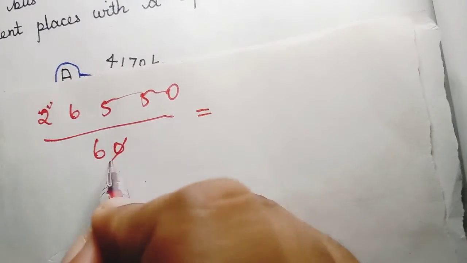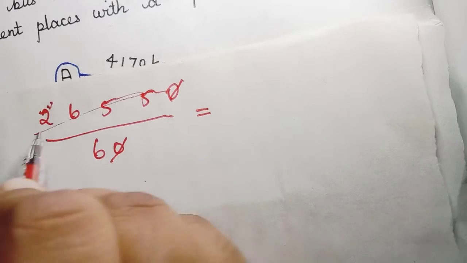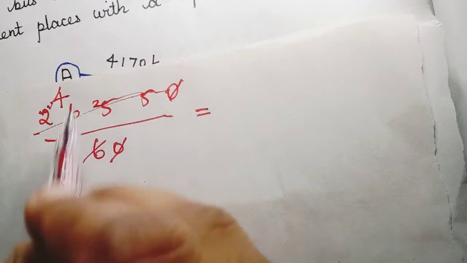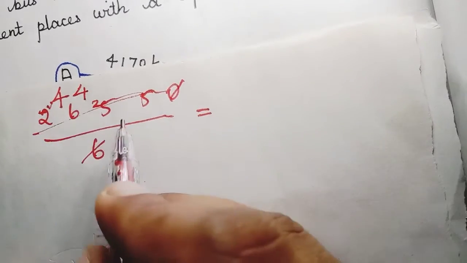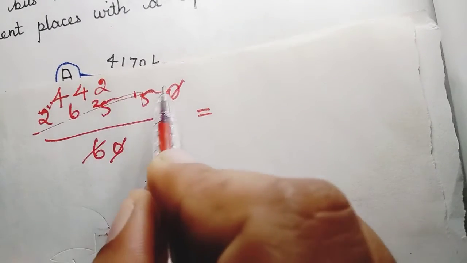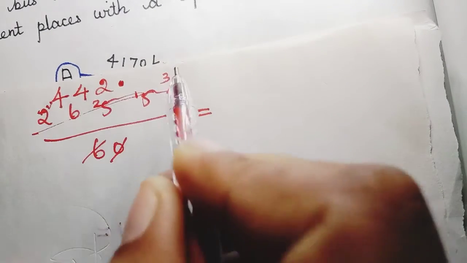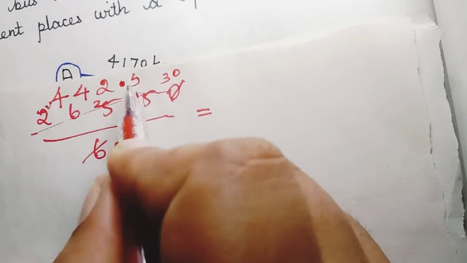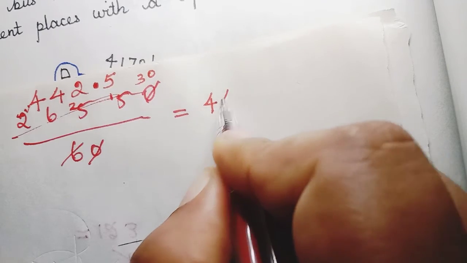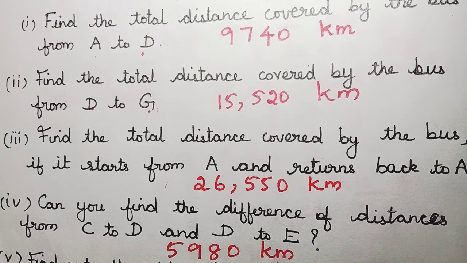Cancel out the 6: 4 sixes are 24, so you have 2 balance. Again 4 sixes are 24, so I have 1 balance. 2 sixes are 12, so you have 3 balance. You have to put a point here, so put a 0 here. 5 sixes are 30. So the answer is 442.5. So note down all the values.